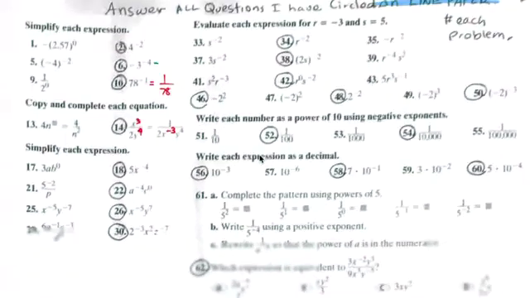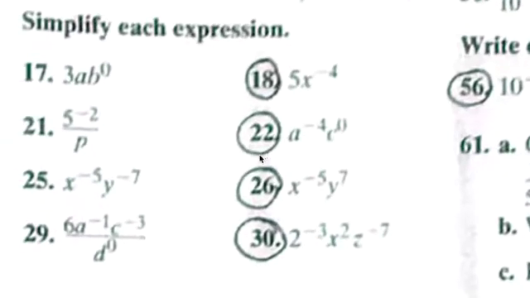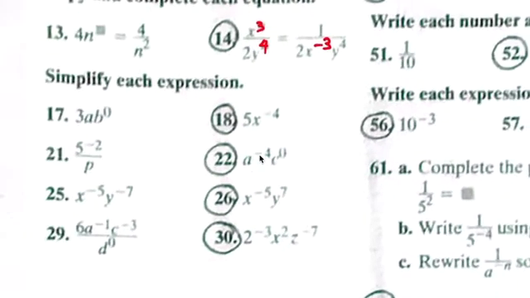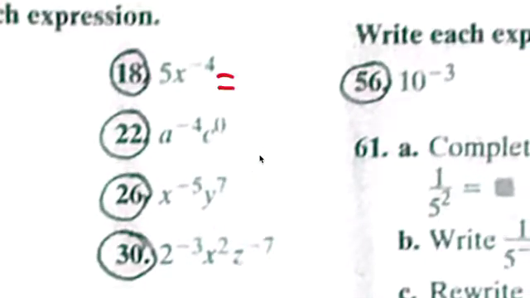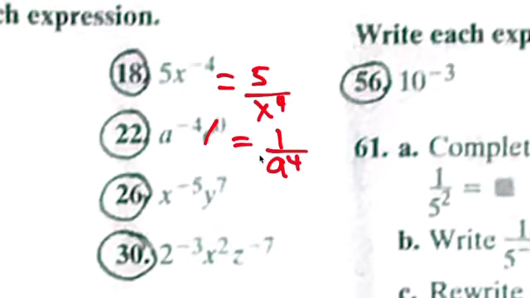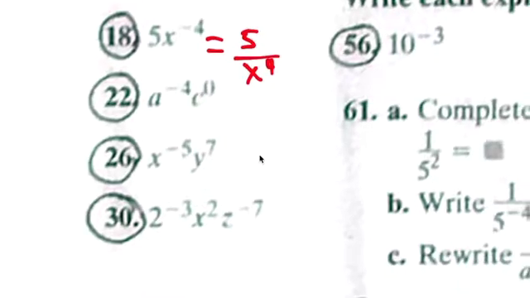Number 18. Okay, I go down this way first, I see. Alright. Simplify each expression. This is 5, x to the 4th power. This is, let's see, number 22. This to the 0 power is 1, so 1 over a to the 4th power. And this one is y to the 7th over x to the 5th.